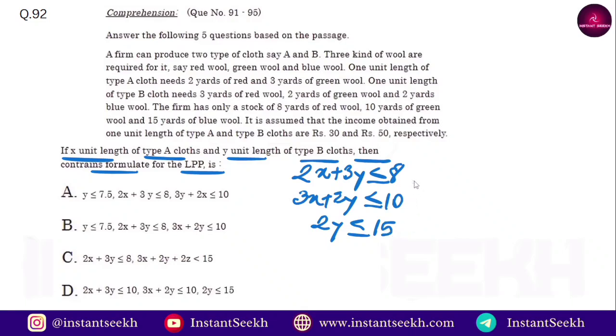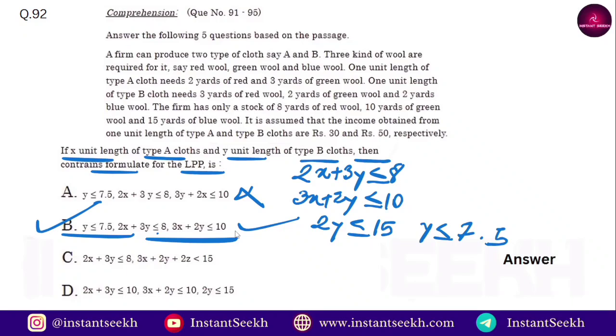So 2x, so this y we can formulate as less than or equal to 7.5, right? So let's see one by one. y less than or equal to 7.5, 2x plus 3y is less than or equal to 8, 3y plus 2x, so this is wrong, 3x plus 2y. y less than or equal to 7.5, 2x plus 3y is less than or equal to 8, 3x plus 2y is less than or equal to 10. Yes, this is the correct option. Okay, your B option is the correct answer for this particular question.